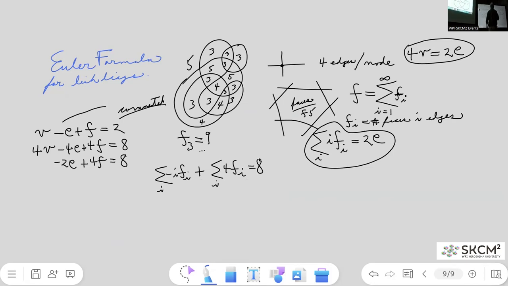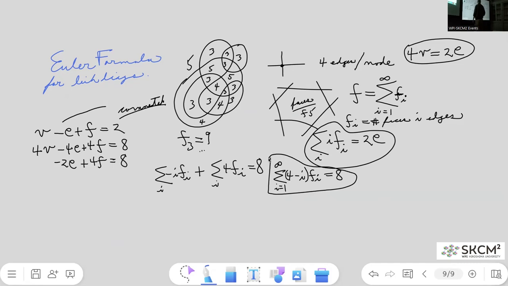Which could be better written as the sum from i equals 1 to infinity of (4 minus i) F_i is equal to 8. So I get this constraint. What does this constraint say?